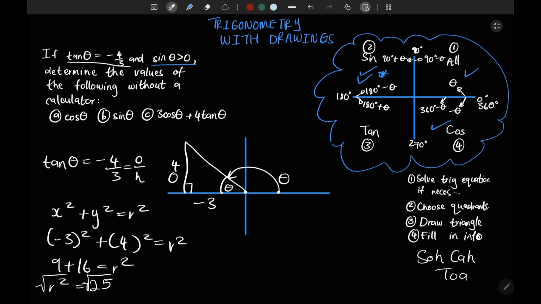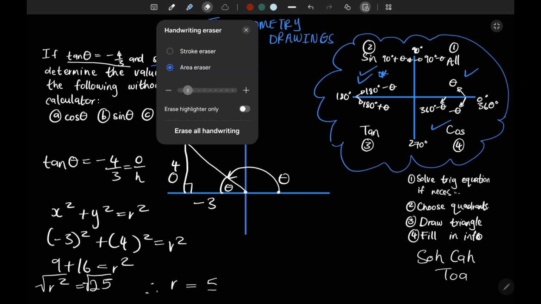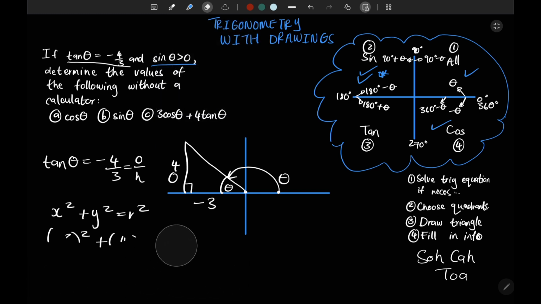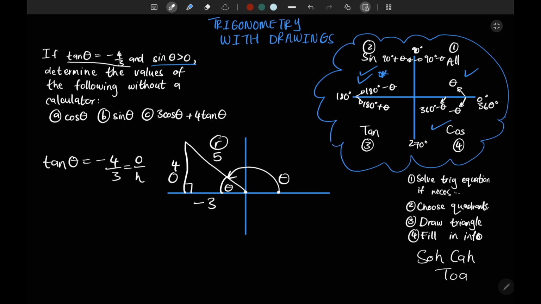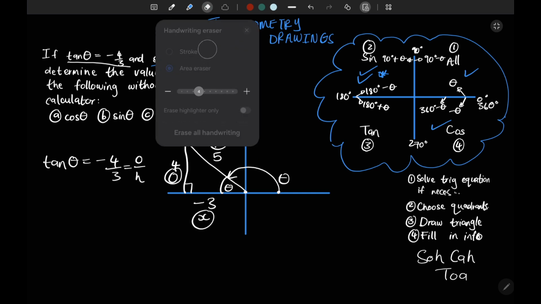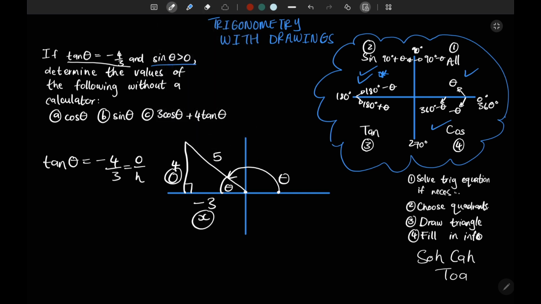Use a square root on both sides. Your r would be 5. And remember, the hypotenuse is always positive. So our r is 5. Let's write this here. 5. That is our r, that is our x, that is our o. Okay. Then, no, actually it should be h. We don't use r here. So hypotenuse. And this should be adjacent. Okay. So we've already updated our triangle.